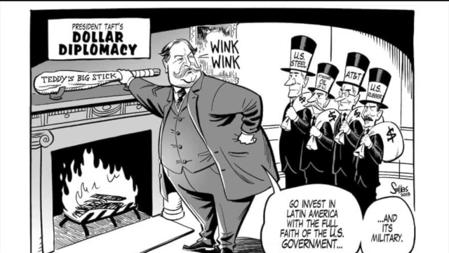This is a pretty famous political cartoon. This is Taft here, who was a bigger gentleman. President Taft's dollar diplomacy with Teddy's big stick. So he says, go invest in Latin America with the full faith of the U.S. government and its military. And you can see there U.S. Steel, Standard Oil, AT&T, and U.S. Rubber. And of course, Taft is winking, saying that he will protect their interests, of course.